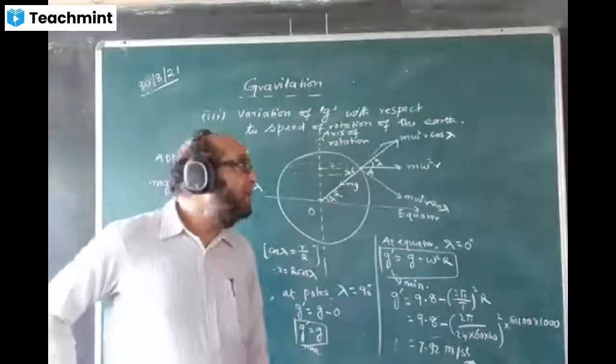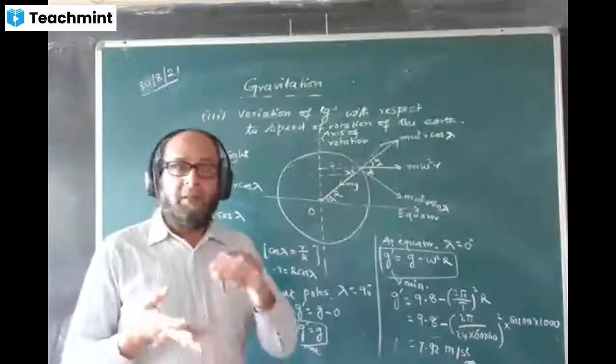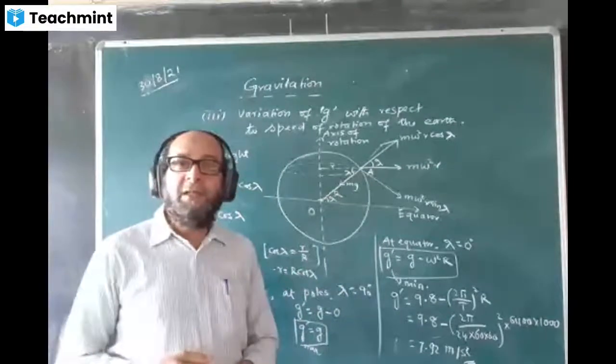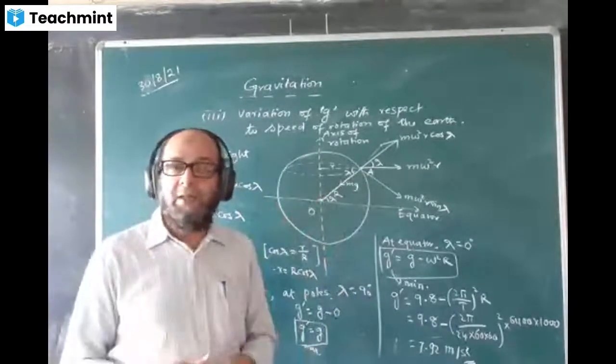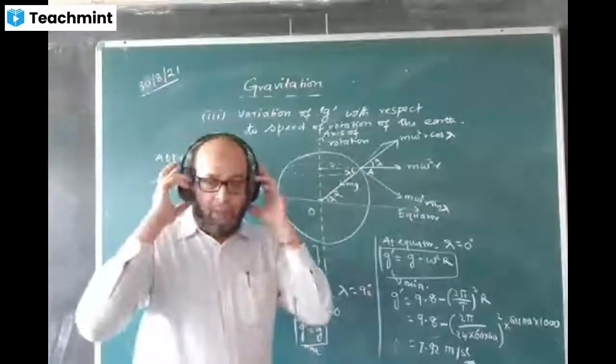Okay, so we have done everything on the acceleration due to gravity. You saw three cases: altitude case, depth case, and the speed of rotation. In all the three cases, the value of g decreases, but only in this case at the poles no variation takes place.